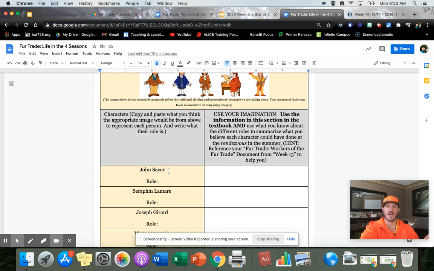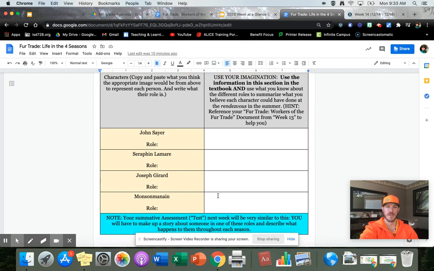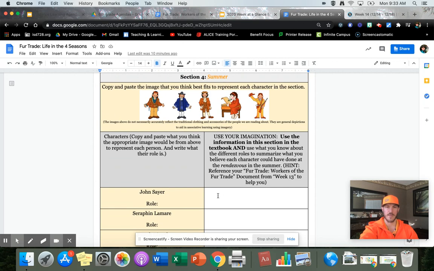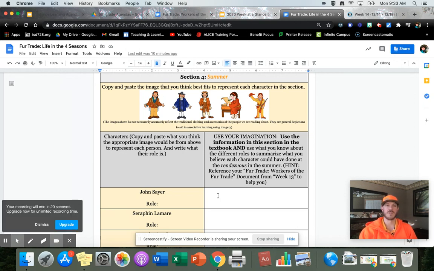How or what did John Sayer do in the summer? So using what they learned last week on the different roles and using what the text says here, kind of general what people did during the summertime, I want them to come up with an imaginative, fictional, yet historically accurate and specific summary of what these people could have done during the summertime. And again, that's direct practice for next week's summative, because for next week's summative, they're going to choose one of the roles that they learned about and create a fictional story of how they would have lived through the summer.